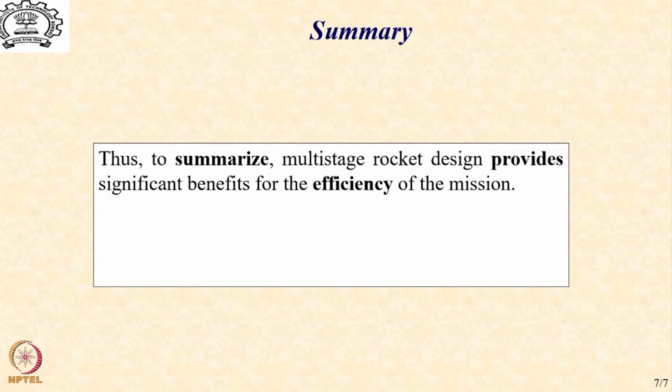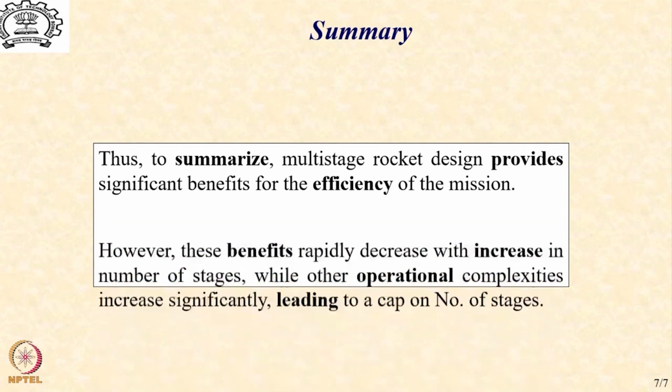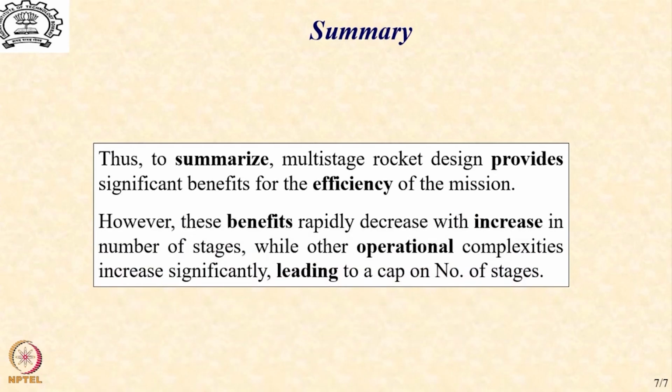So to summarize, the multi-stage rocket design provides significant benefits in terms of energy or velocity, and also very high efficiency of conversion of the propellant energy to the mechanical energy. However, these benefits rapidly decrease with increase in number of stages, while the operational complexities increase and results in a cap on the number of stages that are commonly employed for most practical launch vehicle to between 3 and 4 stages.